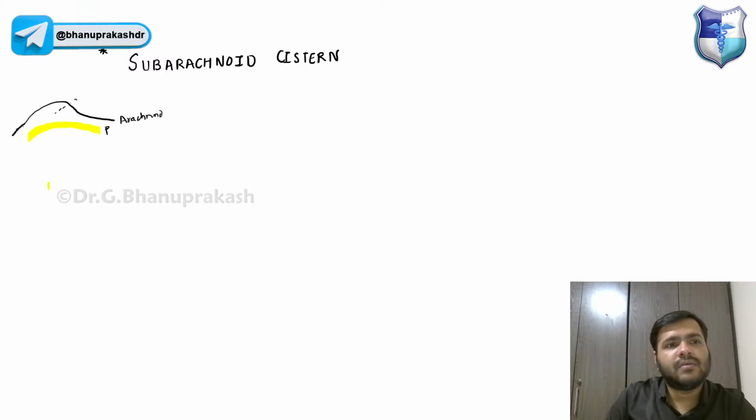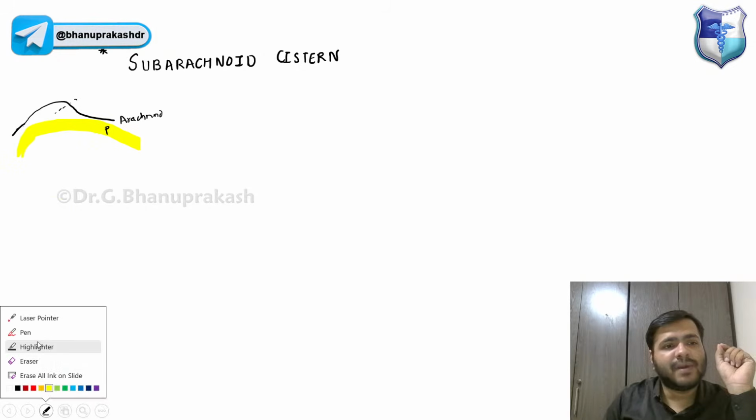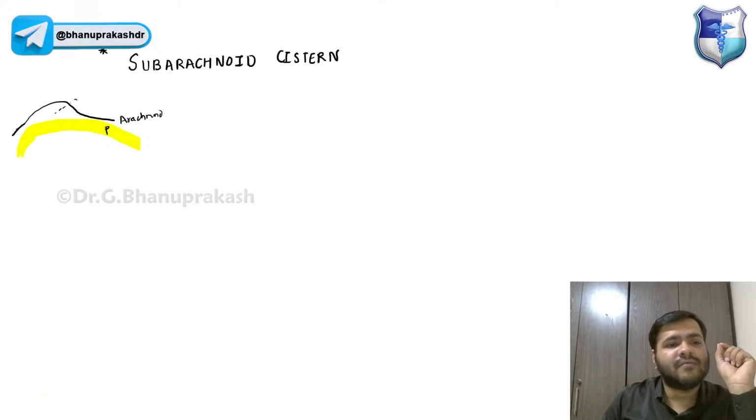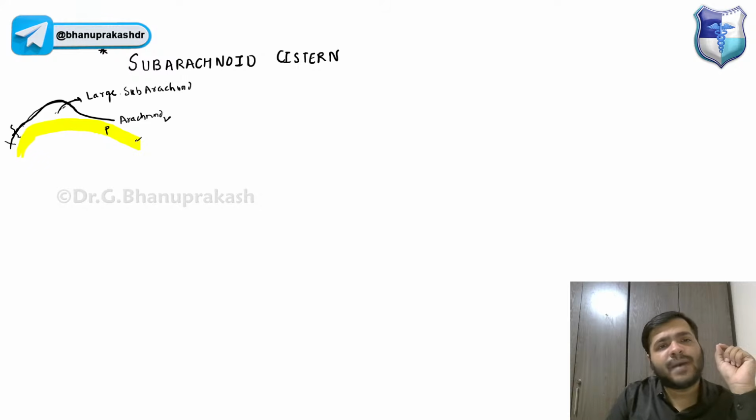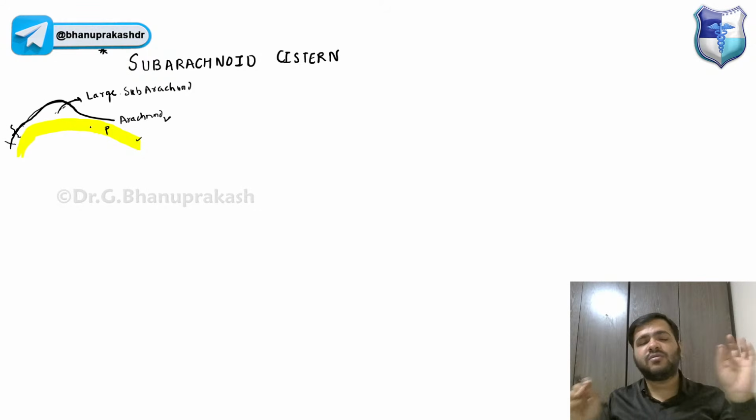Okay, everywhere the space is normal, right? We have a very small subarachnoid space, but there will be some spaces, guys, at which there will be large gaps. We have a small subarachnoid space and a large subarachnoid space. Now, the large subarachnoid space will be between the arachnoid and pia mater only. We have a very narrow space usually.